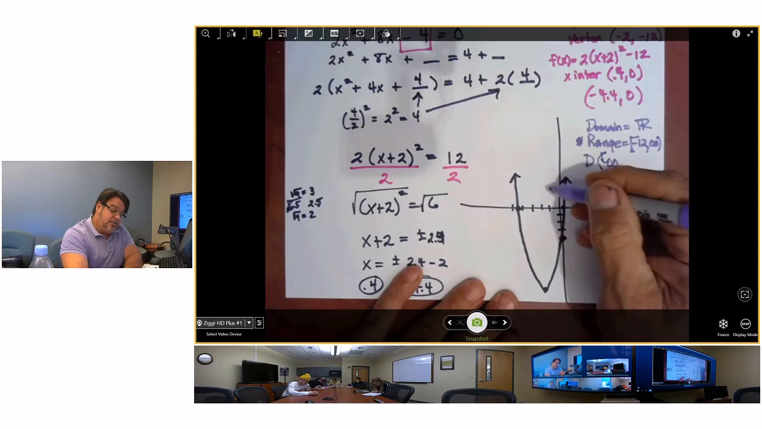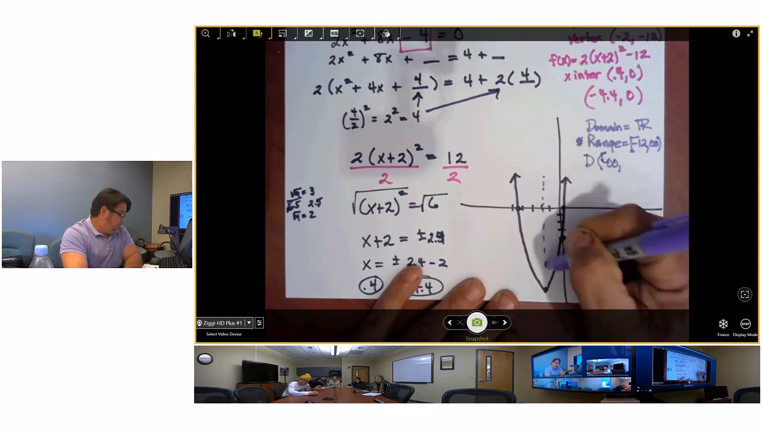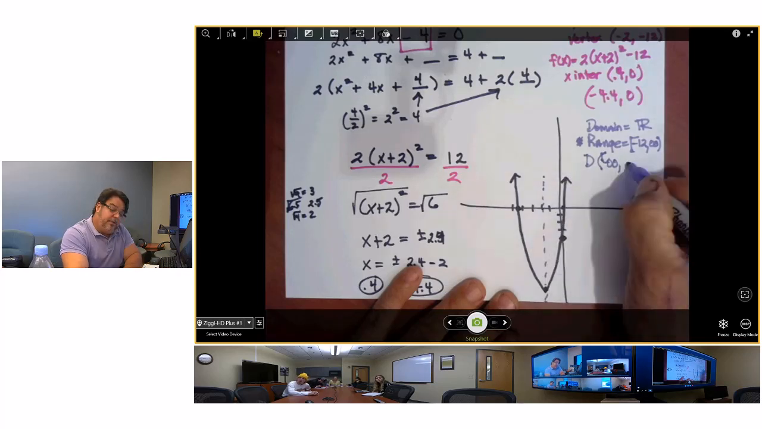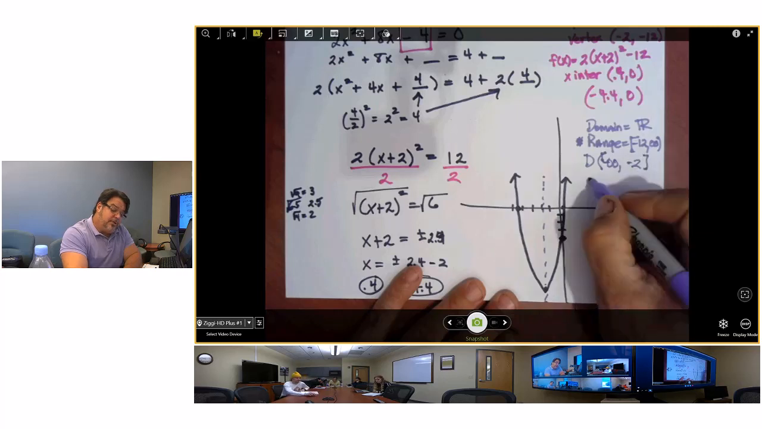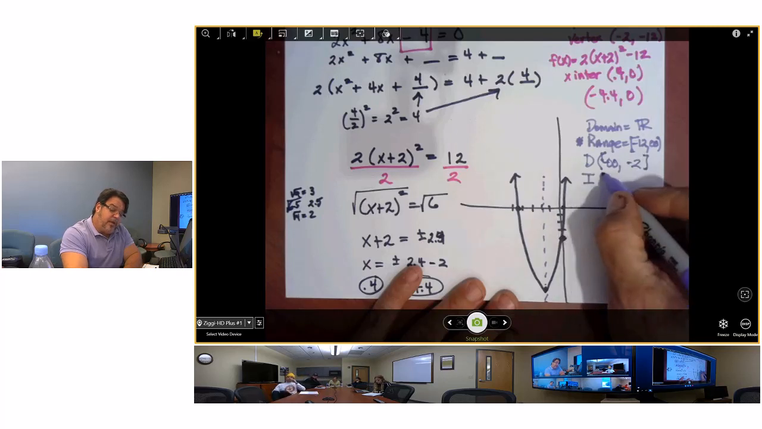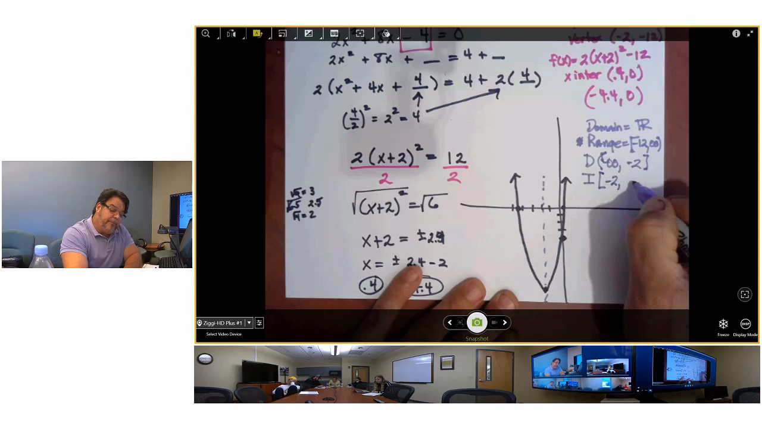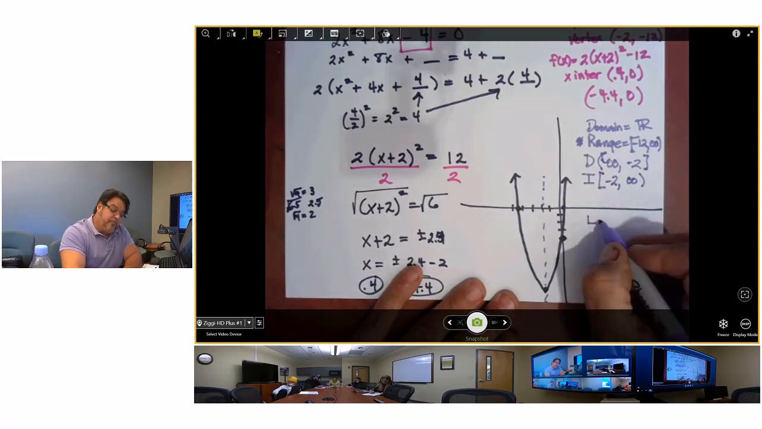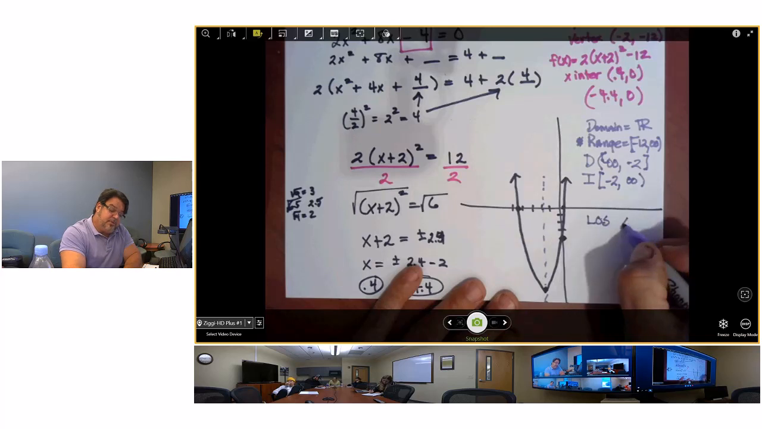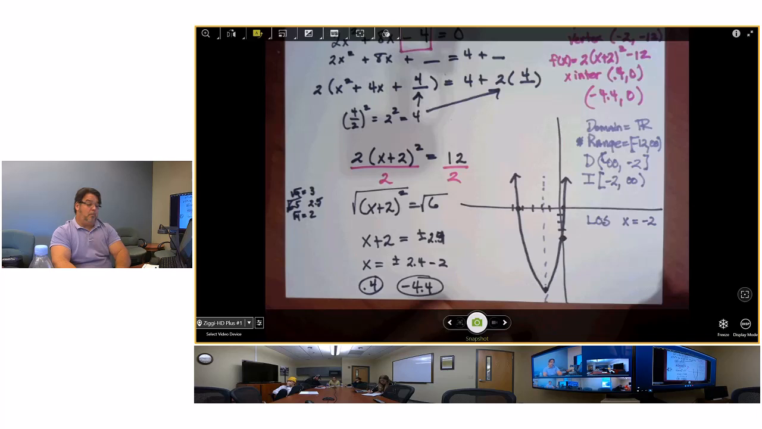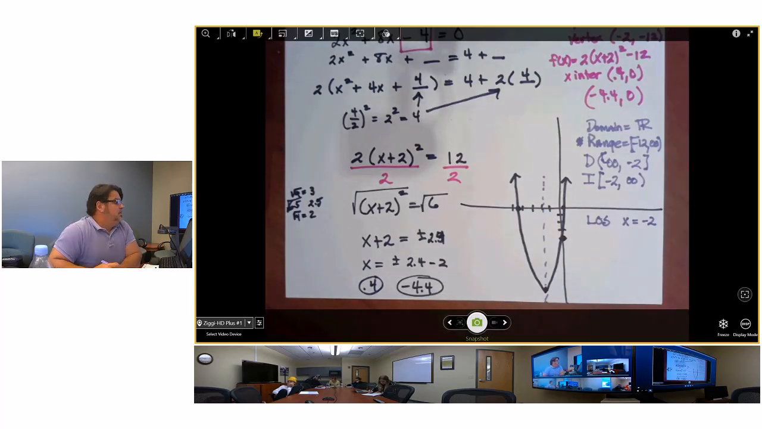to the line of symmetry, which is what? Negative 2. Increasing from negative 2 to what? Infinity. Line of symmetry, x is equal to what? Negative 2. And now that's number 9 or number 10, however many we've done.